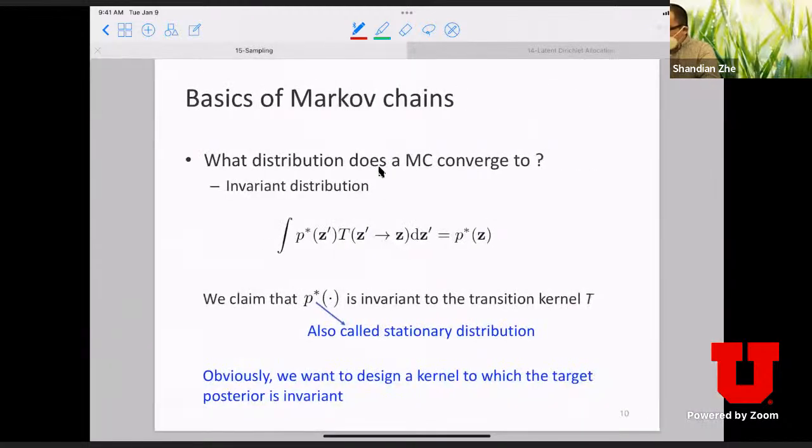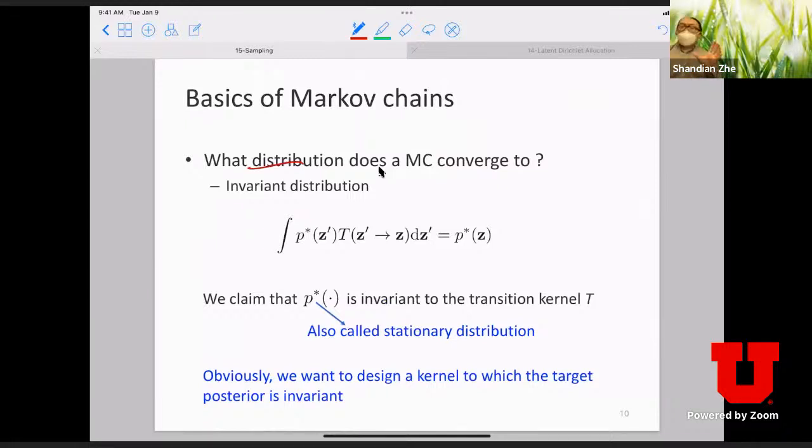Okay, so we just look at the basic properties of chains. We would like to know if a Markov chain converges. Remember, some kinds of chains might not converge. So suppose this chain converges. What kind of distribution will it converge to? The distribution that the particular chain converges to is called the invariant distribution.